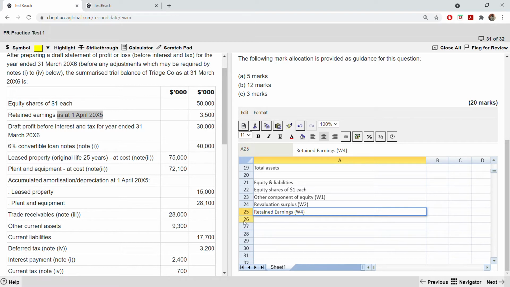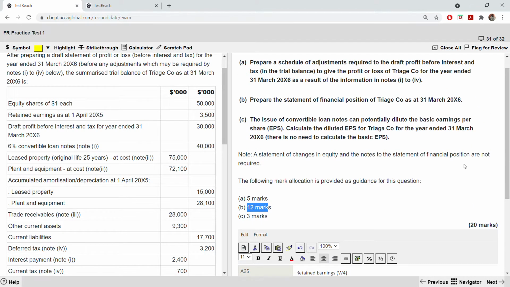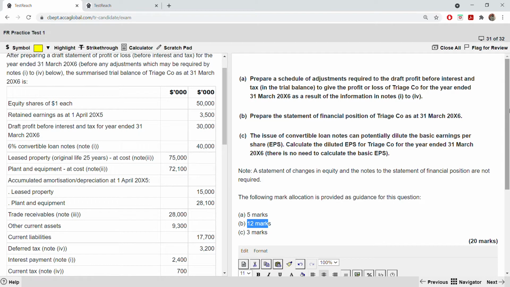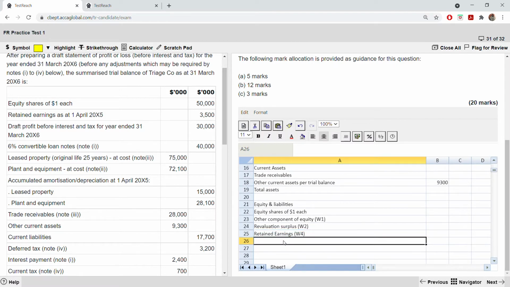And another common mistake which you should avoid, because the majority of the marks are in section B, is that students start preparing the financial position first before doing this. No, it is linked. Each part is linked to each other. First you have to start with A, because without the support of A you cannot do part B, and then finally C. So retained earnings is also there.